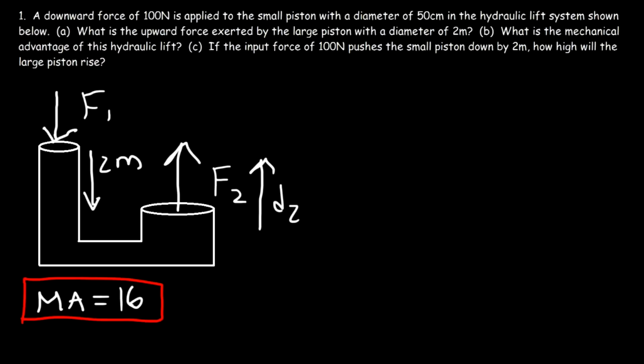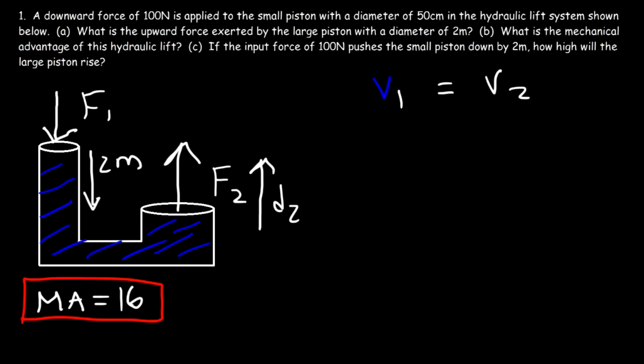Now there's two ways to get this answer. The first way is to realize that the volume of the fluid inside the hydraulic lift system is the same. So typically there's some type of fluid inside this hydraulic lift system. And the change in volume in the small piston has to equal the change in volume of the large piston, because the volume of the fluid can't change. So therefore we need to say that V1 is equal to V2.